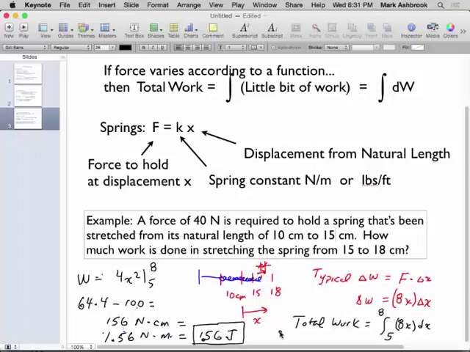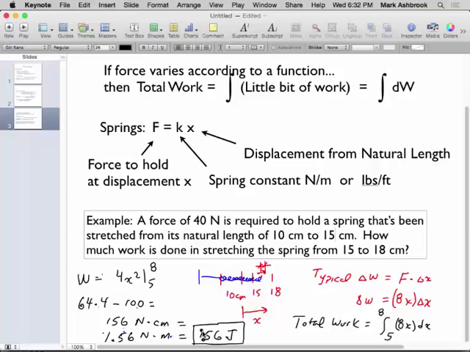Very easy example to start with. But the principle is important, and it's the same principle we've seen over and over again. Find a little piece of what you want the total of, and then use an integral to add them all up. So we got a typical piece of work. We're going to add them up from 5 to 8.